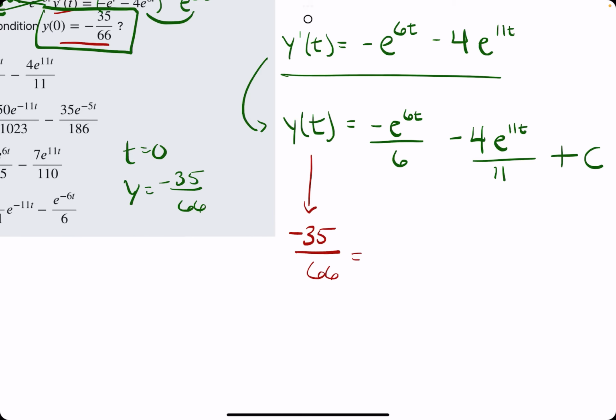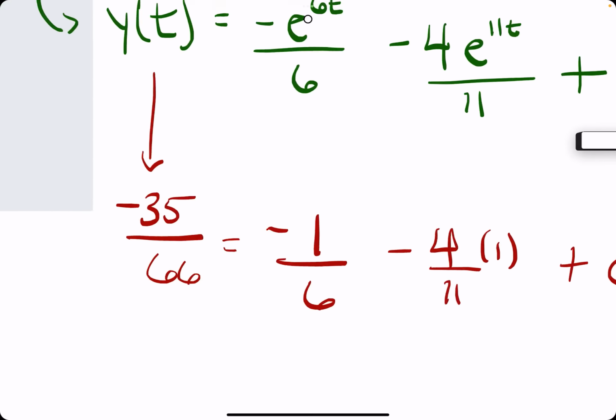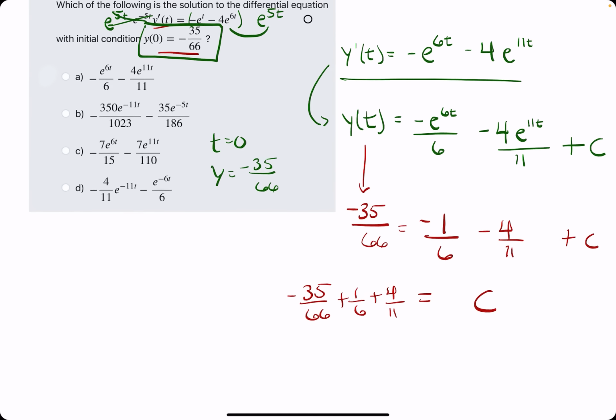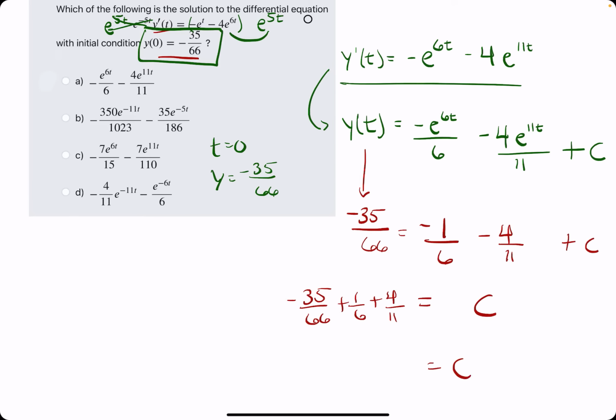And then if we plug in t equals 0, we'll have negative e to the 6 times 0, which is just negative e to the 0, over 6, minus 4 over 11, e to the 11 times 0, which is e to the 0, and then plus c. So then e to the 0's are just 1. And so over here, 4 times 1 is just the 4. So we have this and this. So adding 1/6 and 4 over 11 to the left side, we will calculate our c.